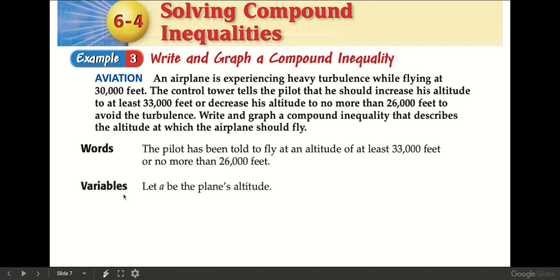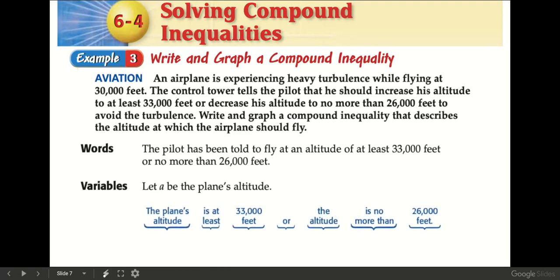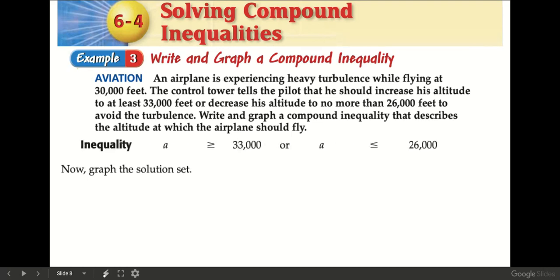So the variable, we're going to let A be the plane's altitude, how high it is off the ground. So the plane's altitude is at least 33,000 feet, or the altitude is no more than 26,000 feet. What does that look like as an inequality? A has to be greater than or equal to 33,000, or A has to be less than or equal to 26,000. So there's the inequality. Now we have to graph the solution set.